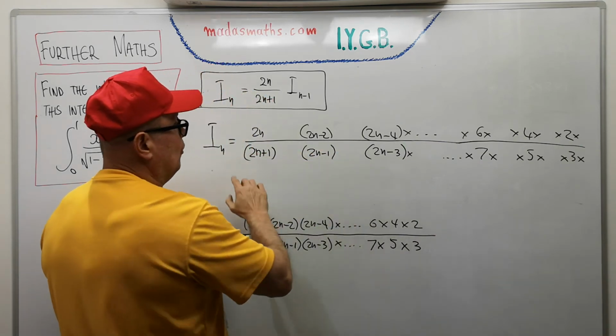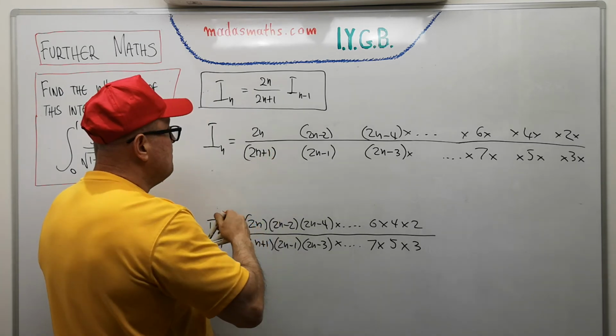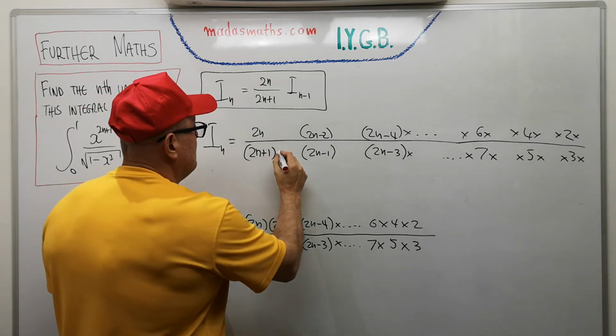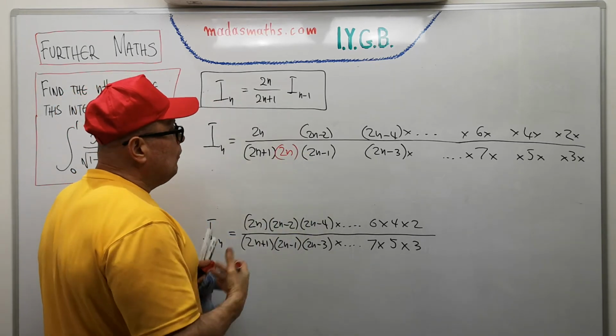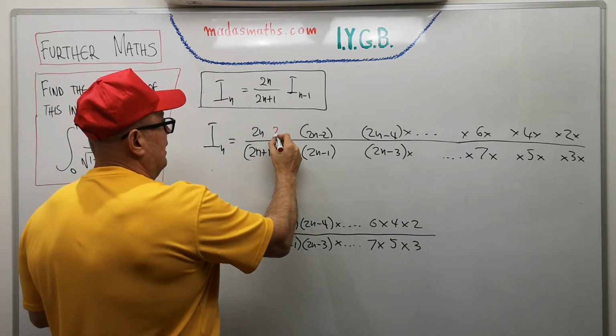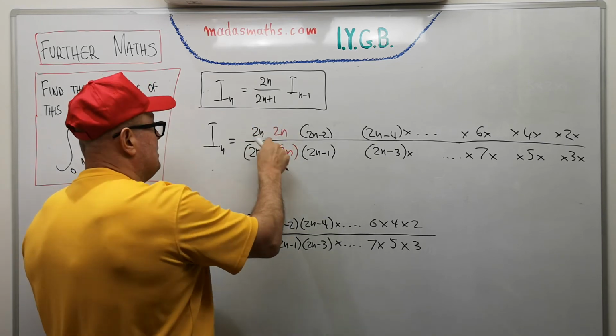In order to make a factorial on this denominator here, we need to have, of course, the missing term. And the missing term here is a 2n. But of course we can't just shove a 2n there. We need to balance it, and this is very easy to balance. Multiply top and bottom by 2n. So we have a 2n times another 2n.